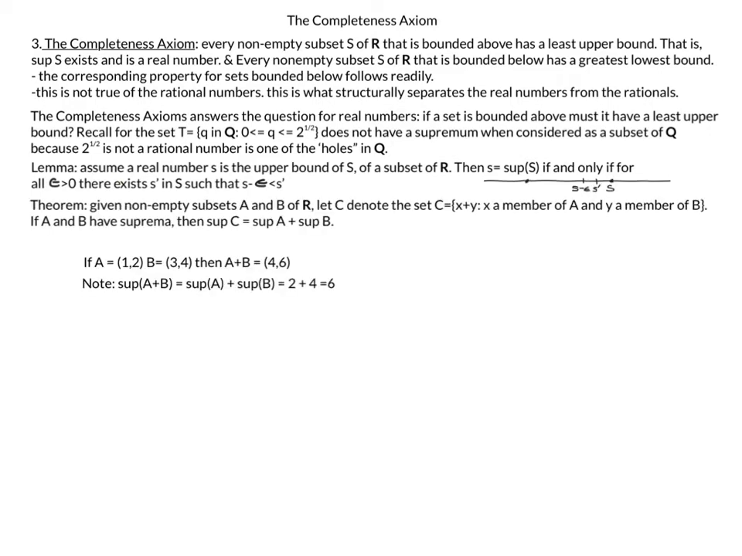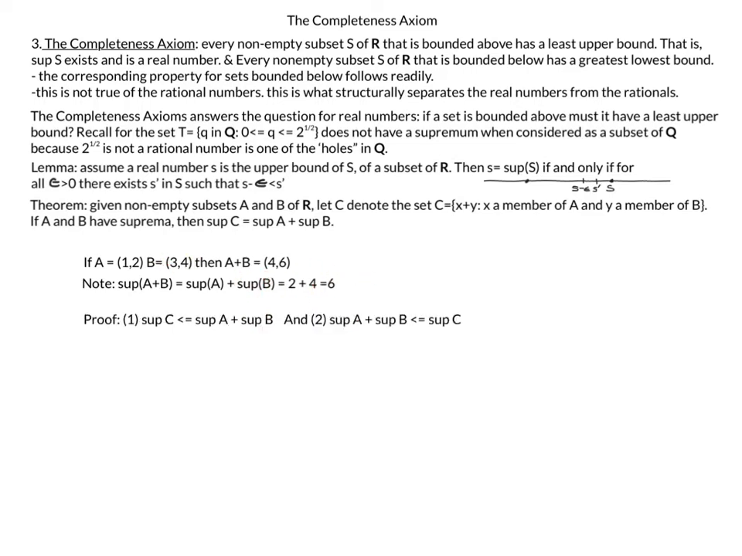And here is a theorem. Given any non-empty subsets A and B of the real numbers, let C denote the set of x plus y, where x is a member of A and y is a member of B. If A and B have suprema, then the sup of C is equal to the sup of A plus the sup of B. Just a little example to see what's going on. If A is equal to {1, 2} and B is equal to {3, 4}, then A plus B, if we graphed this out, the smallest number would be 4 and the largest number would be 6. So the sup of A plus B would be 6, which is equal to the sup of A, which is 2, plus the sup of B, which is 4.